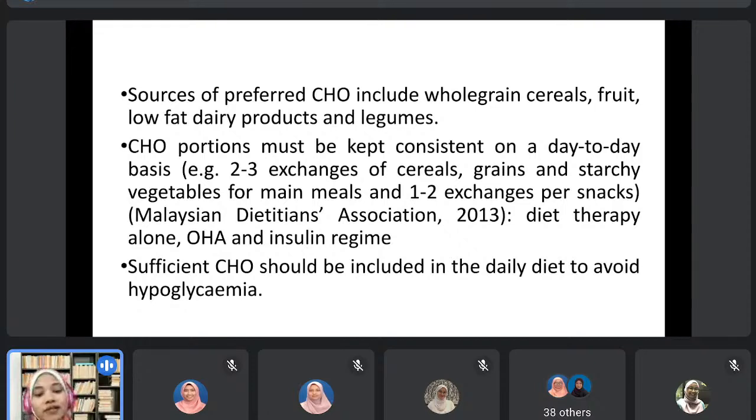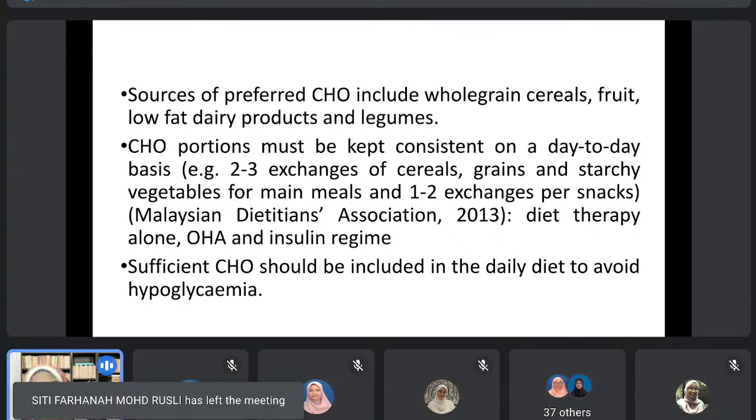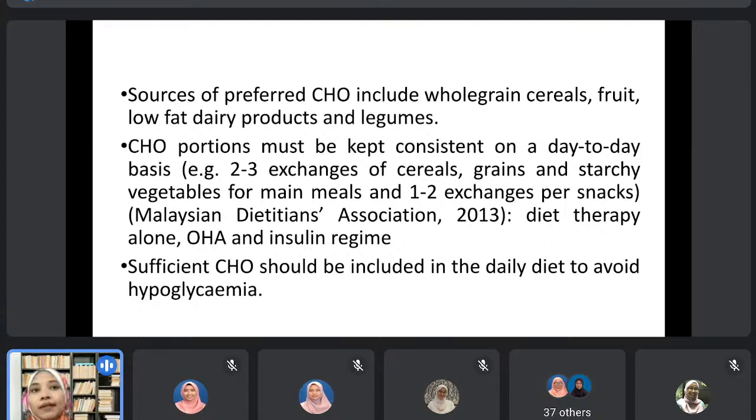So the carbohydrate portions must be kept consistent on a day-to-day basis. For example, 2 to 3 exchanges of cereals, grains, and starchy vegetables in the main meals, and 1 to 2 exchanges during snacking time. Because we need to consider those patients on OHA and also on an insulin regime. We don't want the carbohydrate loading, the carbohydrate counting, to be different.